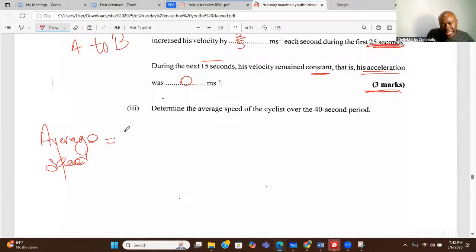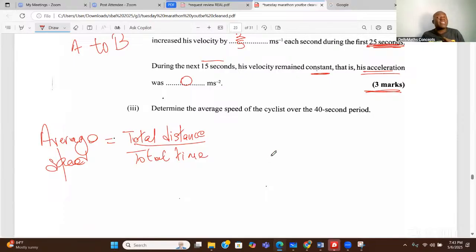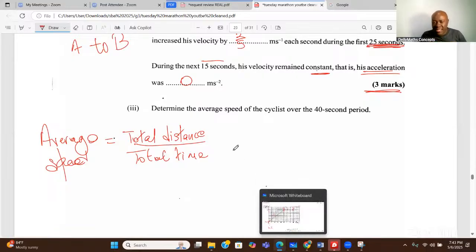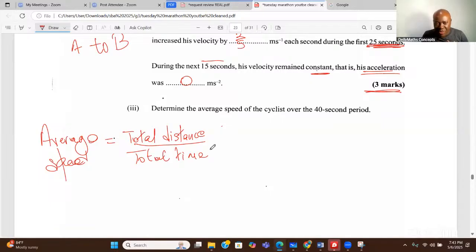it's basically total distance over total time. This is just regular day-to-day life. The only thing is now, when you're dealing with a velocity or a speed time graph, distance has to be calculated a certain way. So with this, I'm going to tell you how you find distance with these.